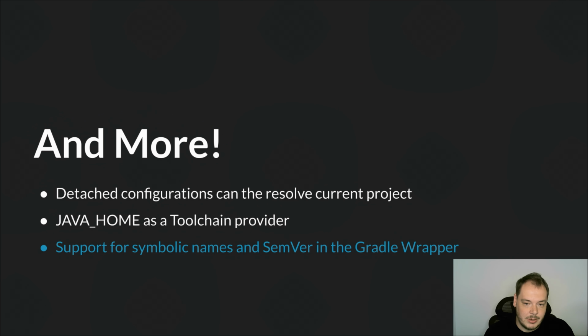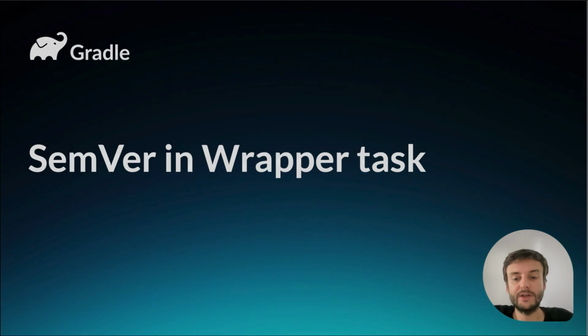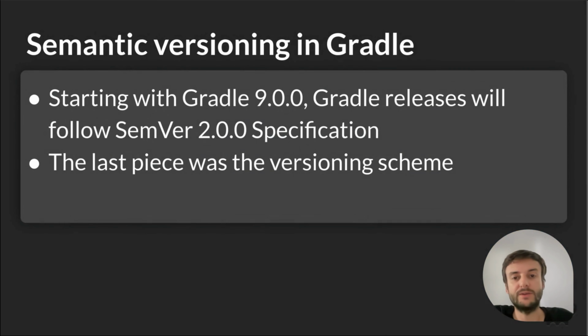And the last improvement that may help all users is support for semantic versioning and symbolic names in Gradle build wrapper. Gradle 9 got some updates related to versioning, as you may have already noticed. Starting with Gradle 9, releases will follow the semantic versioning specification. Previous releases were almost compatible with it already, and the last missing piece was version numbering. This unlocks a new potential for version selection.